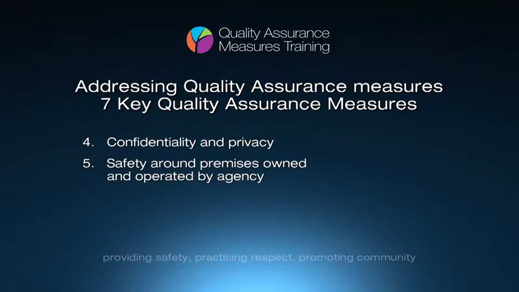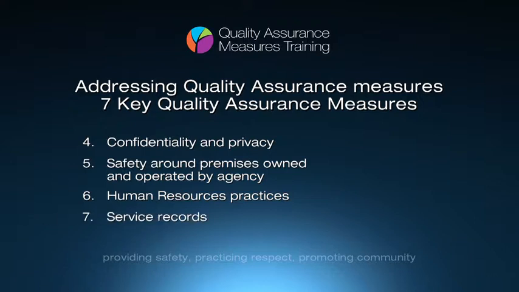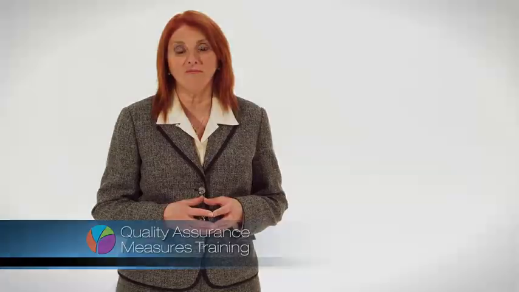Fifth is safety around premises owned and operated by the agency and the application entity. Sixth are human resources practices for staff and volunteer training and board orientation. And seventh is record keeping concerning persons with a developmental disability. Let's go through the requirements to achieve each of these quality assurance measures.